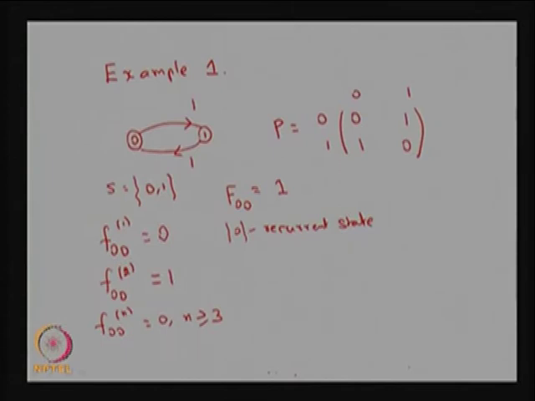Similarly, if you do the same exercise for the state 1, starting with f11 of step 1, what is the probability, f11 of step 2, what is the probability, and f11 of all the n's, and find out the summation, you will end up with F11 also being 1. You can conclude, similarly, the state 1 is also a recurrent state.